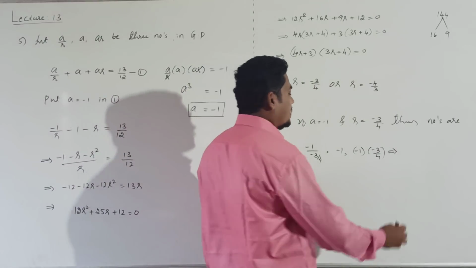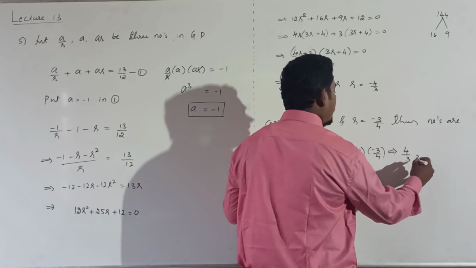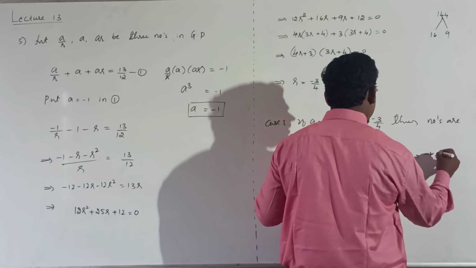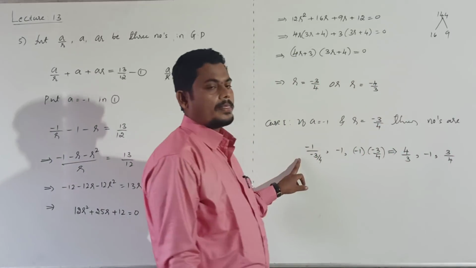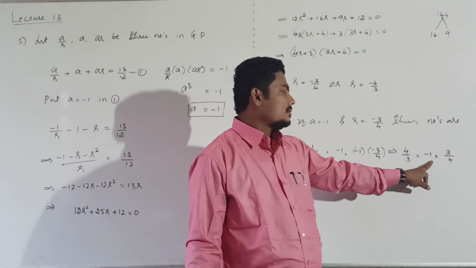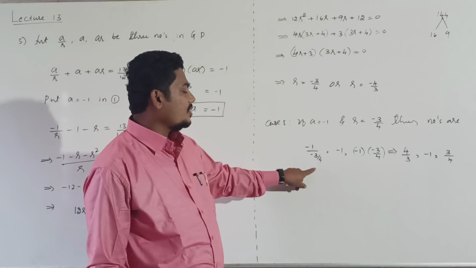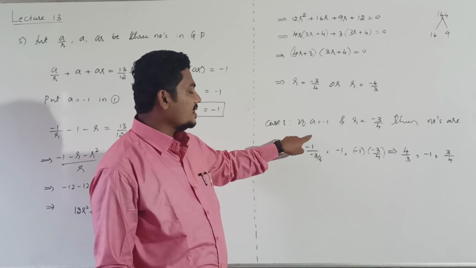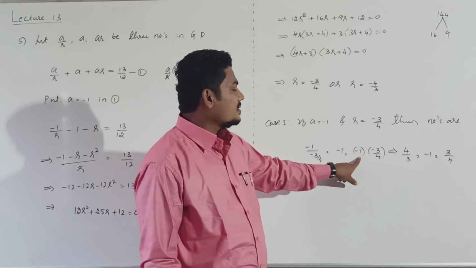After simplification, negatives will be cancelled. 4 by 3, comma, minus 1, comma, 3 divided by 4. 4 by 3: the denominator of the denominator becomes the numerator. The negative sign gets cancelled. 4 by 3.